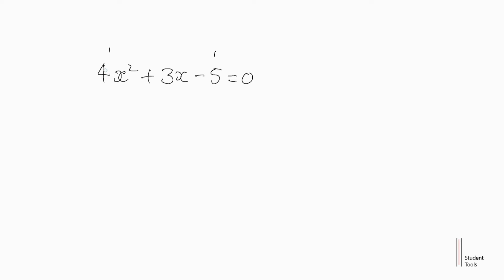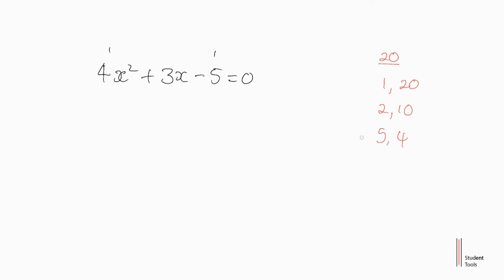So what is 4 multiplied by 5? We get 20. And then with the 20 we have to find factors of 20. Factors of 20 we have 1 and 20. We have 2 and 10, sorry, I meant to say 10. We also have 5 and 4.